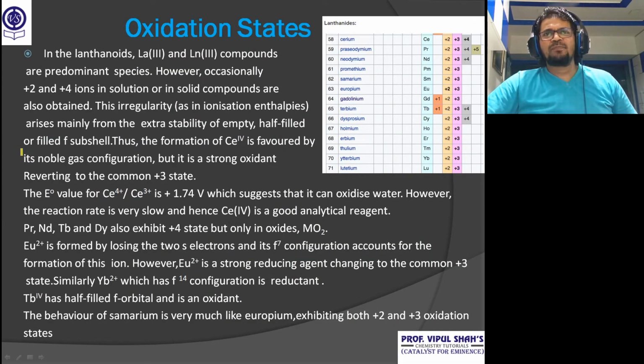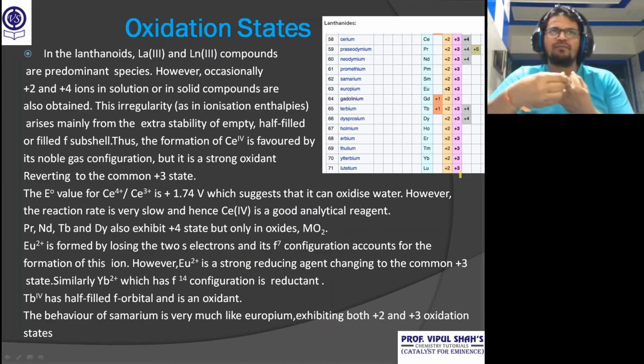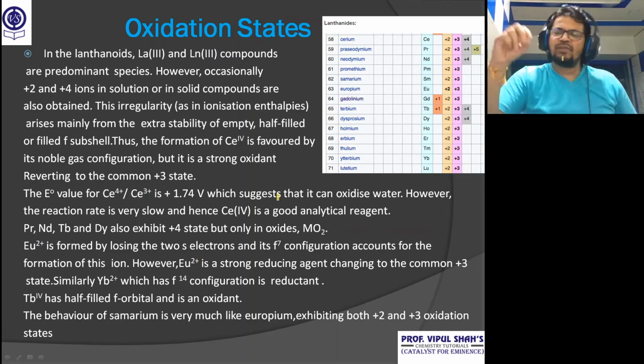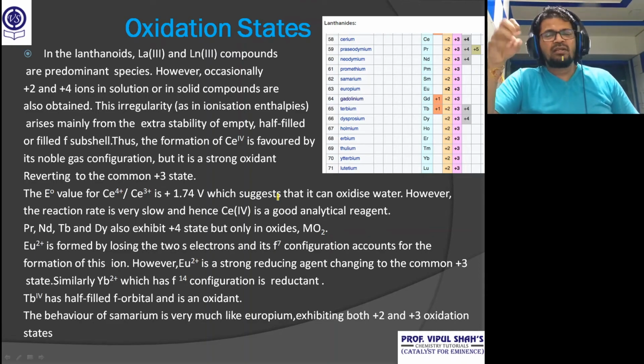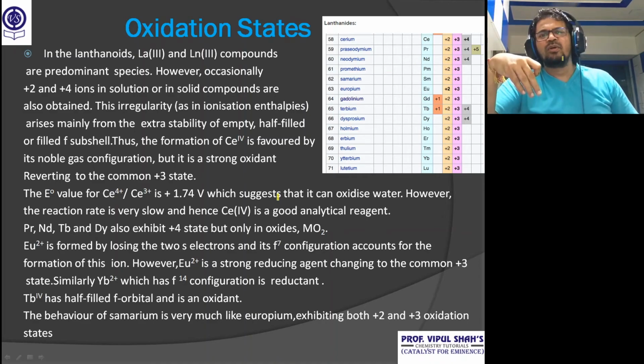Now comes the last part, that's oxidation states. Observe this carefully. From cerium to lutetium, everybody shows the +3 state. +2 is also there, but mainly the stability is maximum in the +3 oxidation state with respect to lanthanides, because of 3 electrons from the shell: one of the 6s, one of the 5d, and one of the 4f. Now what is the observation here? Very simple. In a lower oxidation state, the elements are good reducing agents, so +2 reverts to +3. And in the higher oxidation state of +4, they are good oxidizing agents, so +4 reverts back to +3.